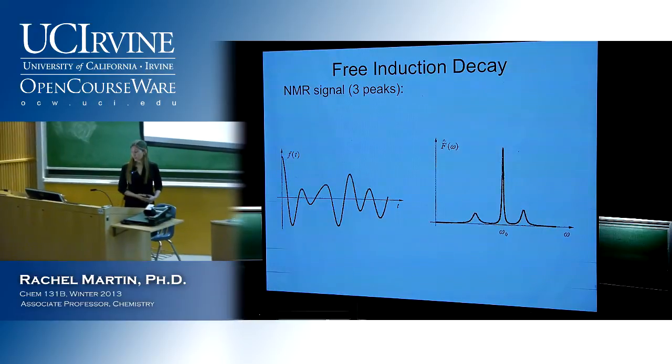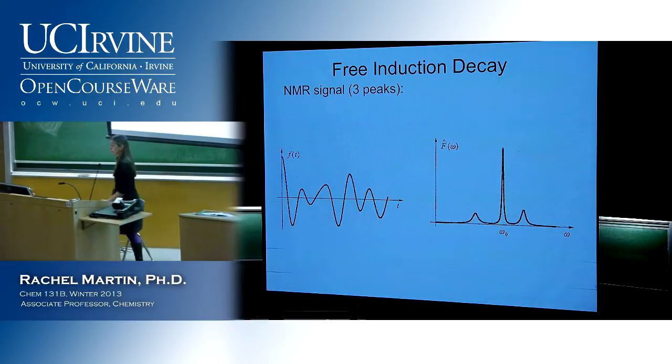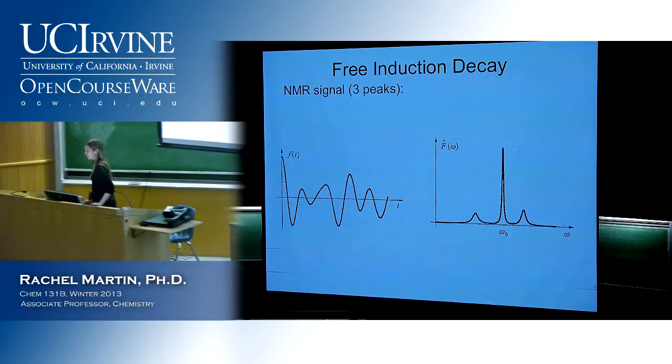So again, here's another example that has 3 peaks. And you can see the time domain signal is a mess, and you don't want to interpret it. So Fourier transforming it and looking at it in the frequency domain is the way to go.